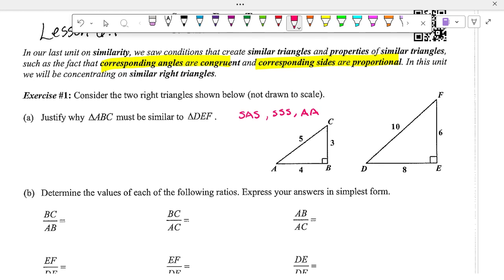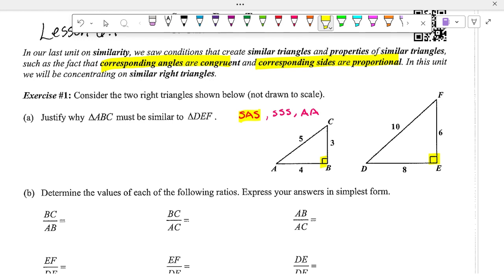So which one would probably give us the least amount of work to do? You could use SSS, but I'm thinking of one other one. SAS. I would use SAS because we already know that one angle in both triangles is 90 degrees. So we already have a set of congruent angles right there. The reason I say SAS would probably be easier than SSS is you don't have to check 3 proportions. You only have to check 2.